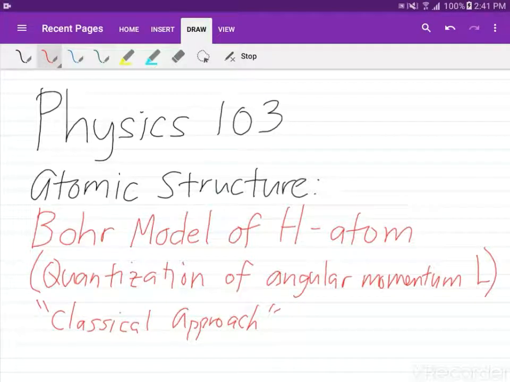Hello everyone, this is Physics 103. This lesson is on atomic structure. So we will be discussing Bohr's model of the hydrogen atom.